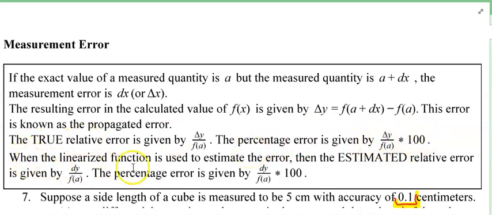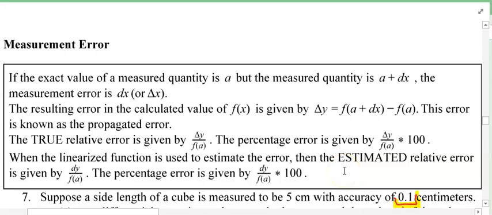What we're mostly interested in this section is our estimate from our linearized function, or our L of x, that's used to estimate the error. So usually when you just hear relative error in this estimation section, we're talking about your estimated relative error, even if it doesn't say the word estimated in the question. We're using the linear function L of x to estimate the function error. So the estimated relative error is given by dy over f of a, instead of delta y. And the percentage error is given by dy over f of a times 100.